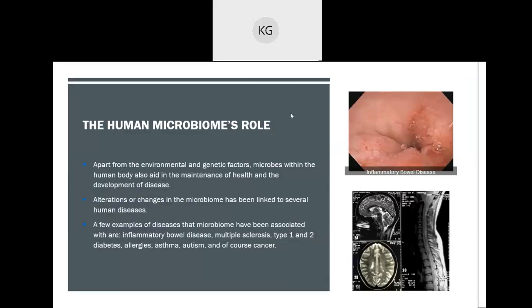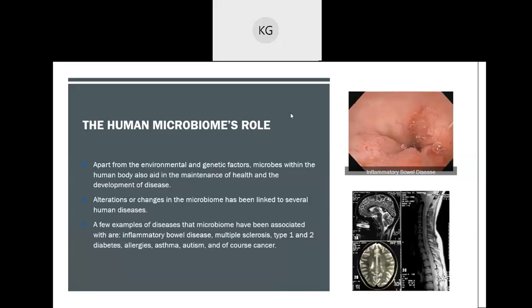The role of microbes within the human body is to maintain the overall health of the body and prevent the development of diseases. But changes in these microbes can also cause disease. These changes can occur in both quality and quantity. Changes in the microbes have also been linked to a vast array of diseases, such as diabetes, inflammatory bowel disease, cancer, and autism.